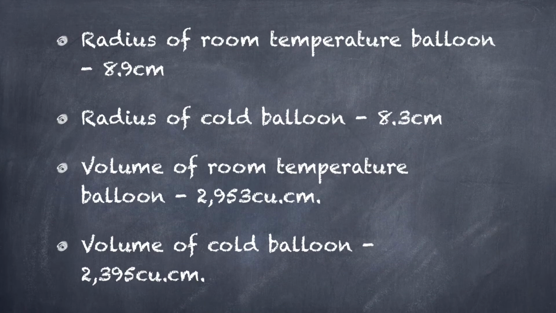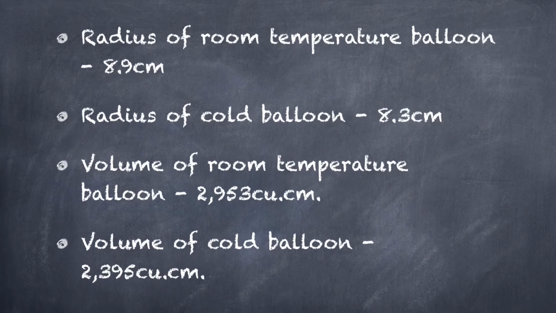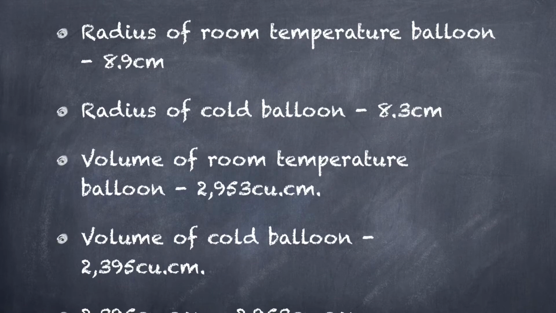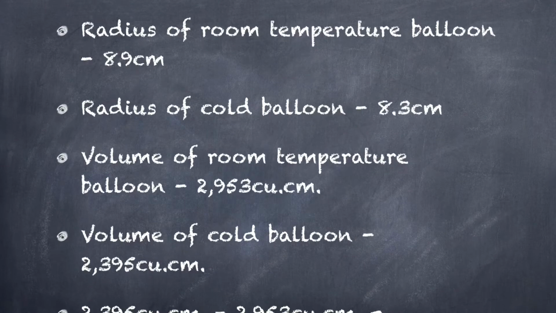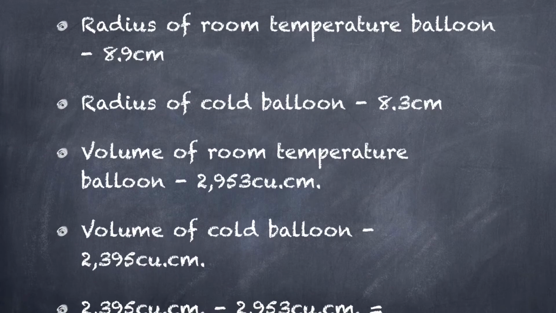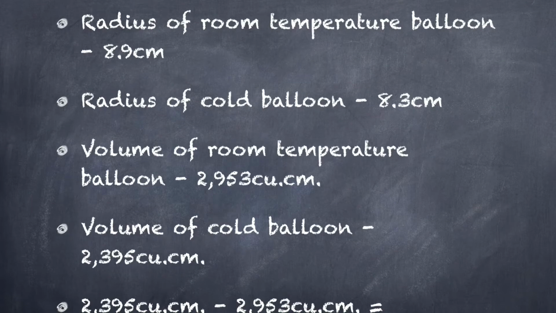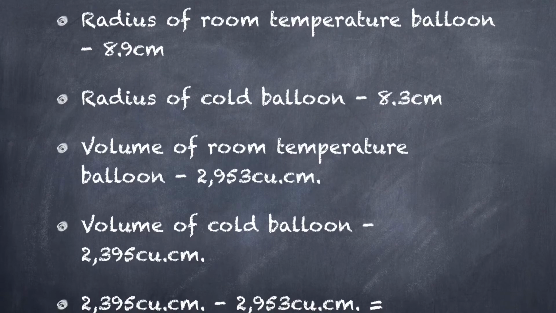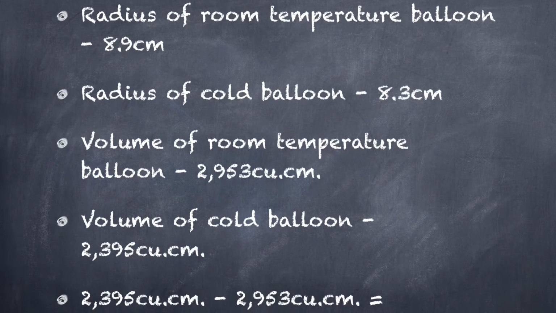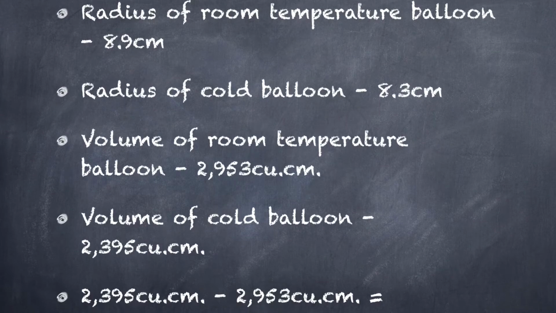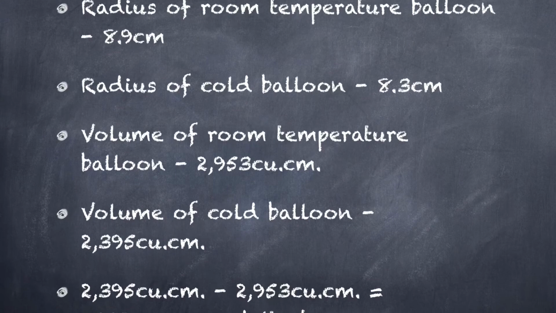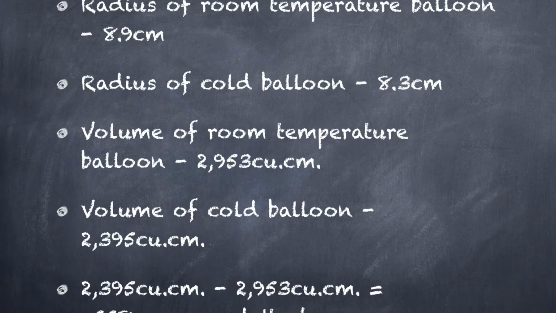So the next step was to find the radius of both the room temperature balloon and of the cold balloon, and this was done by using the formula circumference equals 2 pi r. Since we were given the circumference and 2 and pi, we were able to solve for r. Doing so for the room temperature balloon gave us 56 centimeters divided by 2 pi, which gave us a radius of 8.9 centimeters. Doing the same for the cold balloon with the given 52 centimeter circumference divided by 2 pi gave us a radius of 8.3 centimeters.